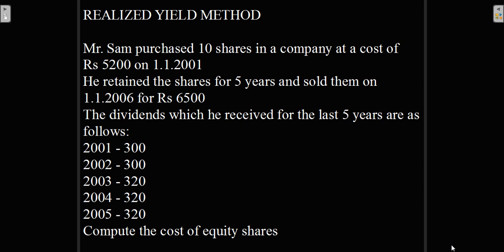For the year 2001, it was 300. For the year 2002, rupees 300. For the year 2003, it is rupees 320. And for the 4th year it is 320 again. And in the 5th year also, the dividend is 320. Now, they are asking us to compute the cost of equity shares. Let's proceed to solve this problem.